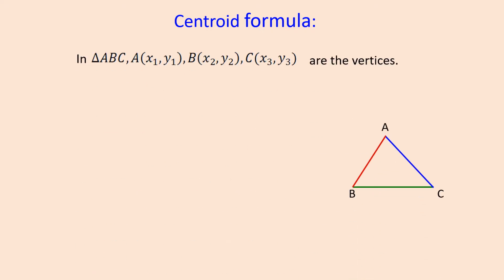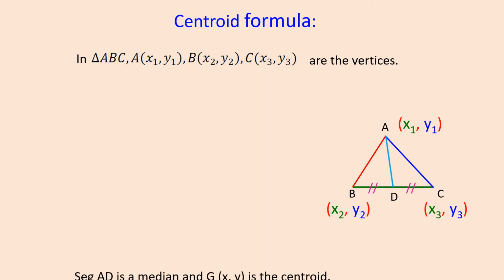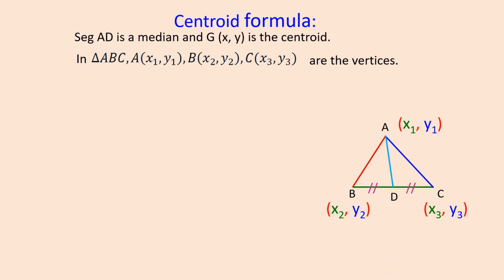Let us derive the centroid formula. Here is triangle ABC whose vertices are (x1, y1), (x2, y2) and (x3, y3). Now we have AD as a median, on which G is the centroid. The coordinates of all the vertices are known to us, only D we don't know.